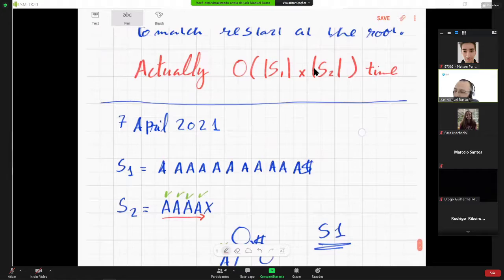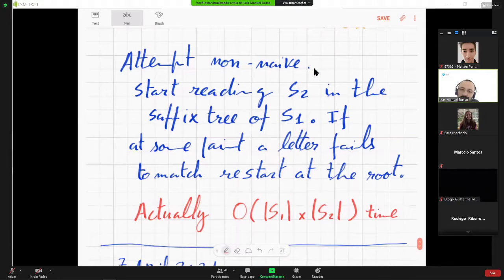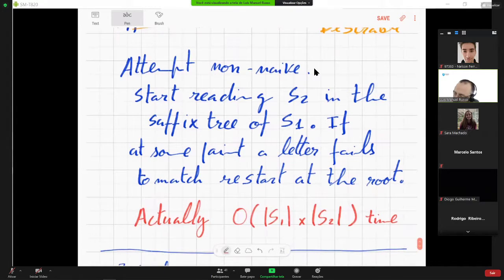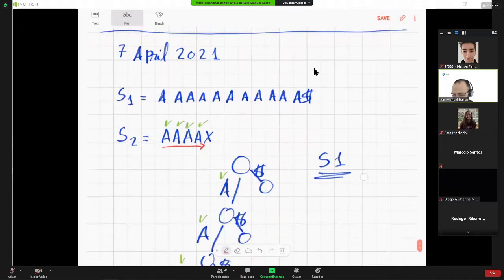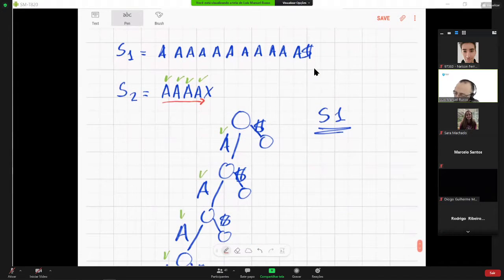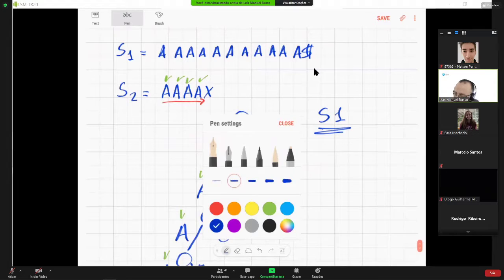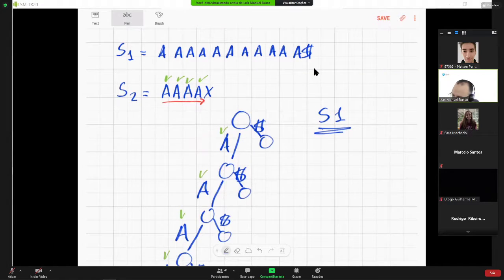So according to our semi-naive algorithm here, so we're trying not to be naive, but we're actually being naive because it says that if at some point the letter fails, then we restart at the root. So what restart means is not completely clear, right? So what should restart mean? Okay, so basically restart should mean I start again, but instead of starting at the first A, I start at the second A, okay?